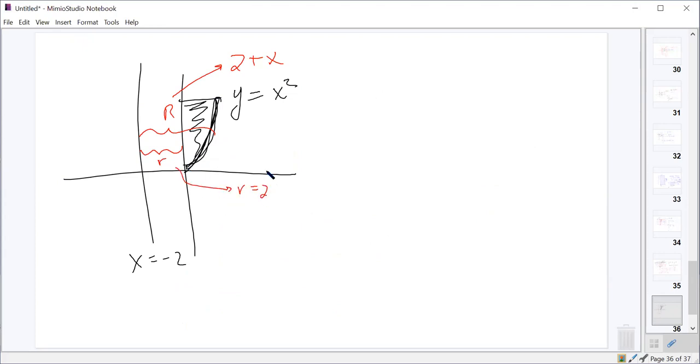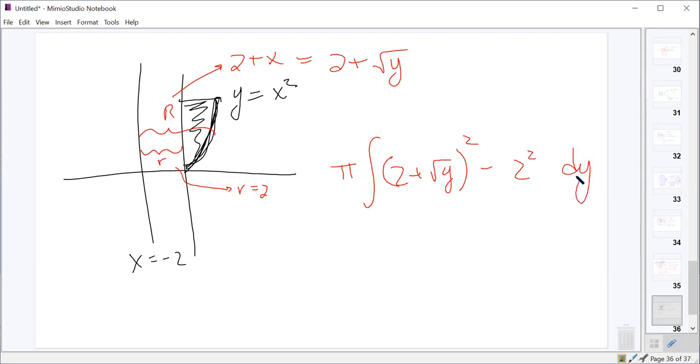2. And so it should be pi times our outer radius of 2 plus x, which is really 2 plus root y, because it has to be done in terms of y, because we're going around a vertical line. So 2 plus root y squared minus 2 squared dy, and then you integrate from whatever your limits of integration were in terms of y. Everybody good with that?